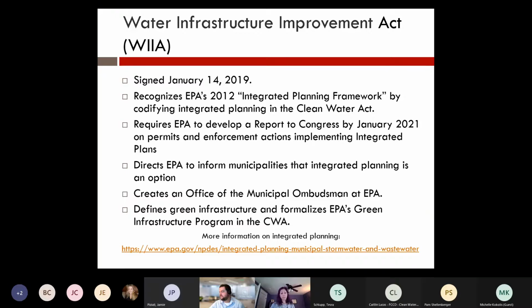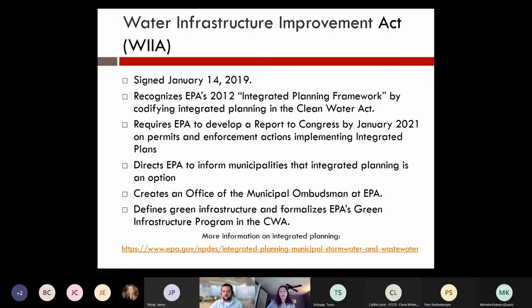The Water Infrastructure Improvement Act also creates the Office of Municipal Ombudsman at EPA in our administrator's office. And Jamie Pizziali will later today be talking about her role. She was hired as the first municipal ombudsman. So it'll be great to know that you do have a person that you can call at any time if you had questions about Clean Water Act related issues.